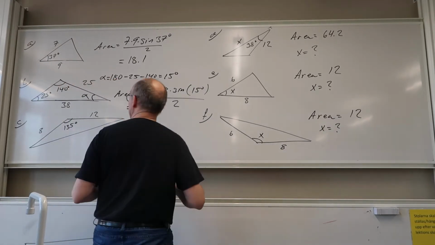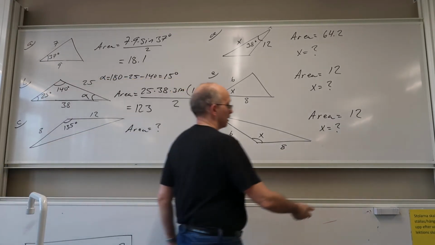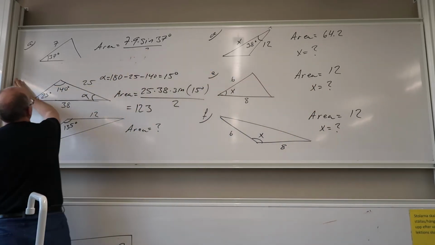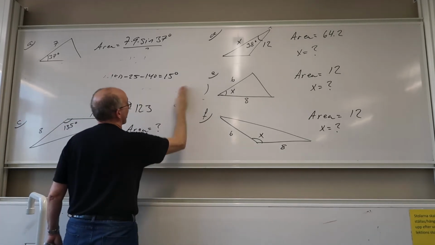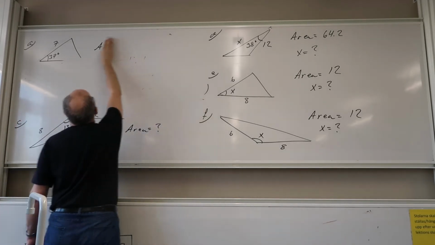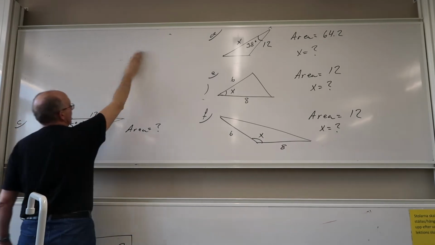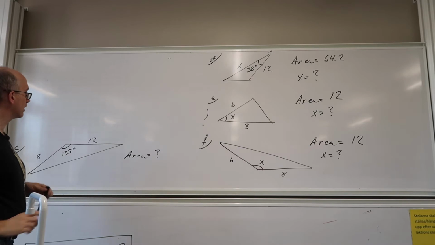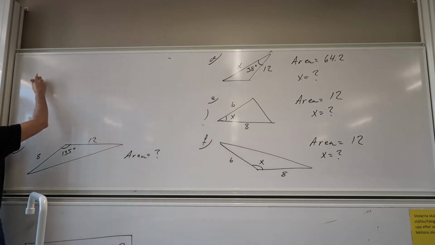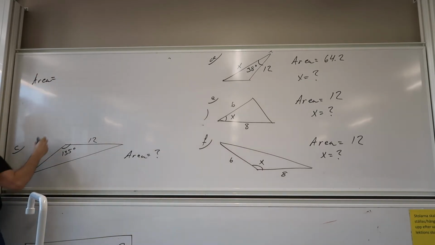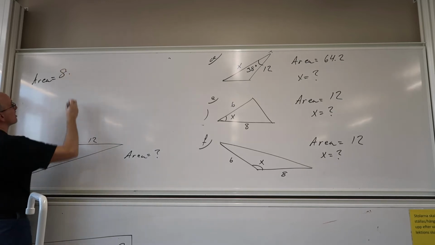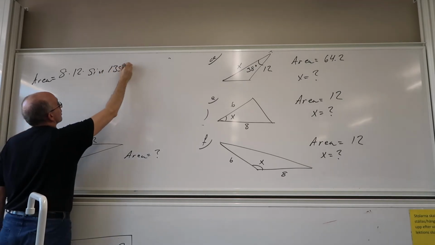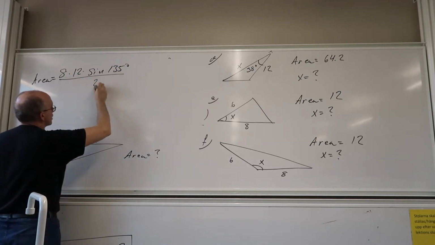It's getting messy. So, we're going to find the area. Area is side 8 times another side 12 times sin 135 degrees divided by 2.